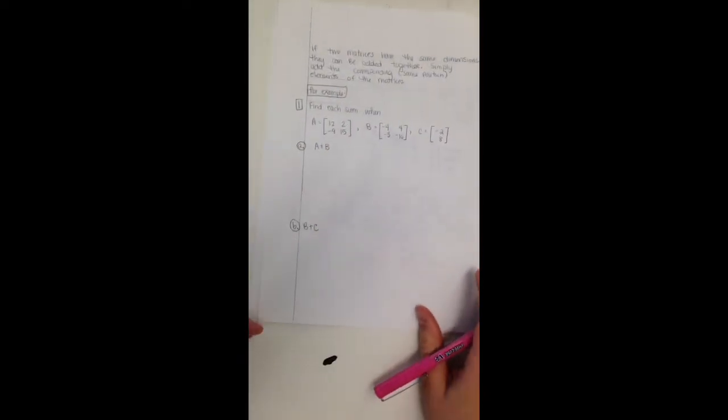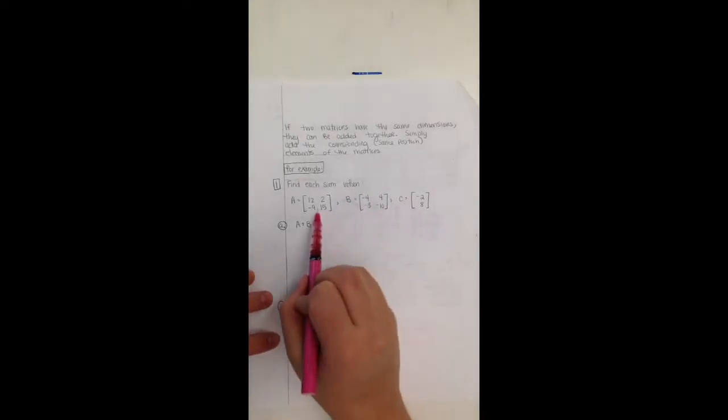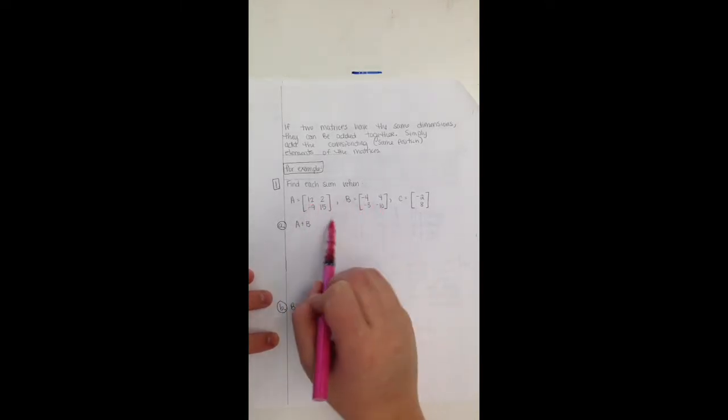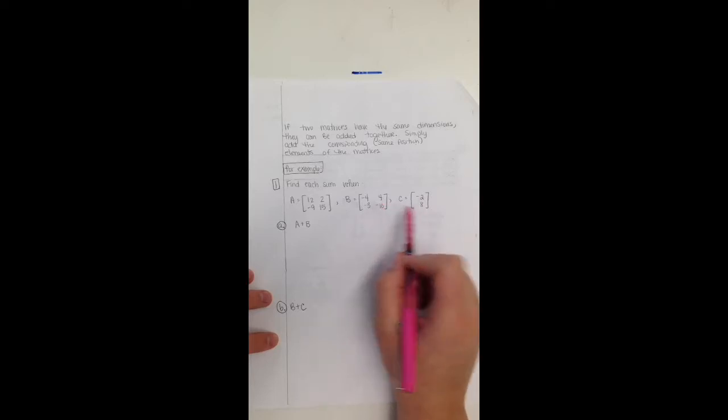If two matrices have the same dimensions, they can be added. Simply add the corresponding, or the same position, elements of the matrices. If they do not have the same dimensions, they cannot be added. So take a look. A and B both are 2 by 2s. They could be added. B and C cannot because they have different dimensions.